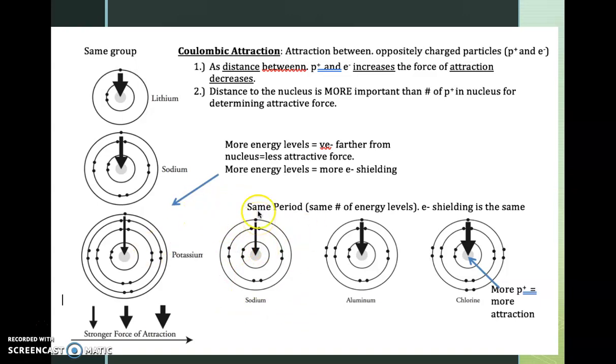Okay, so in summary, more energy levels means the valence electrons are further from the nucleus, which means we have less attractive force, less Coulombic attraction. When we have more energy levels, there's also more electron shielding, so there's more stuff for that force to go through. When we're in the same period, though, the number of energy levels is the same and the electron shielding is the same. So those more protons make there be more attraction. Okay, so this is kind of what you need to know about Coulombic attraction.